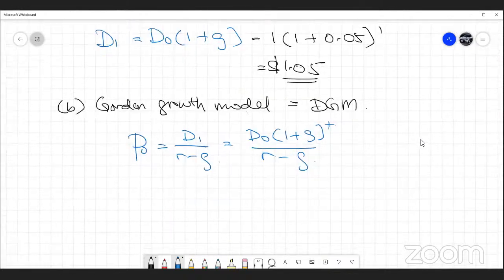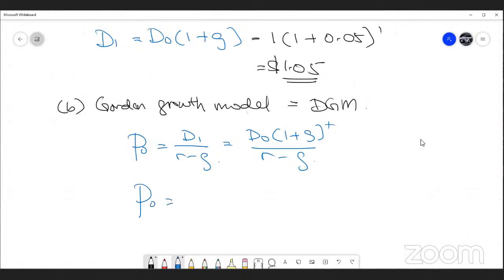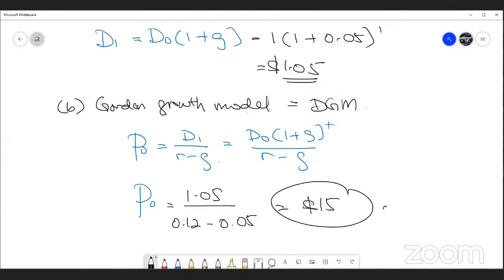So to find the present value here, very easy. You already got your D1. Even if you don't have D1, you can also count it. Got D1, easy, 1.05. 1.05 divided by the required rate of return of 12% minus the constant growth rate of 5%. So the present value you calculated is $15. Okay, so question 5.